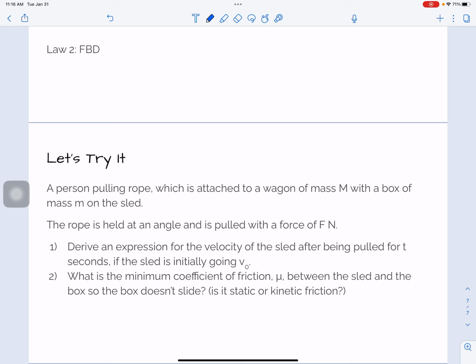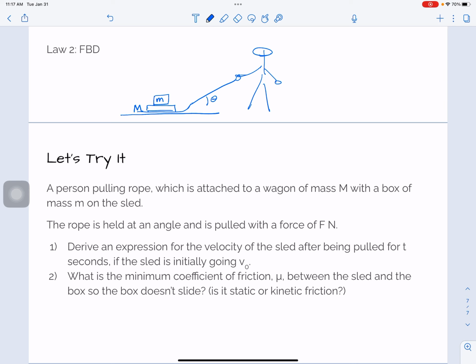So the first thing we're going to do is draw a picture. We've got a surface, we've got a sled, and we've got a box on the sled. The box has little m, the sled is big M, there's a rope, there's an angle theta, and then, oh my gosh, that's going to be a big person. Big person pulling the sled.